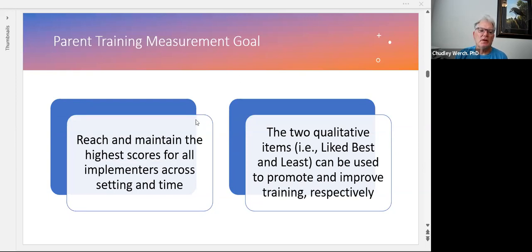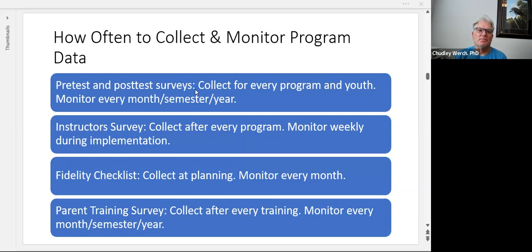You want to reach and maintain the highest level scores from all parents that are participating in your training across time and across settings. And the two qualitative item measures, what do they like best and least, can be used, again, to promote the parent training program and to improve it over time.